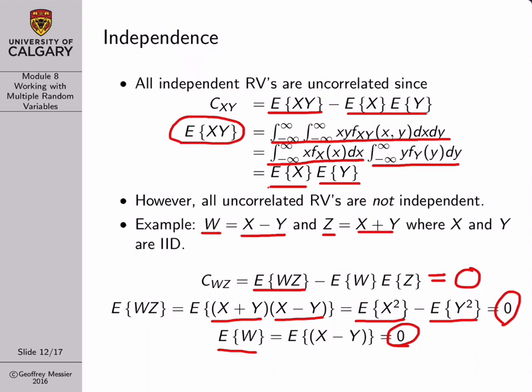So just something to keep in mind. In most practical cases, if your correlation is 0, it means you're dealing with independent things, but just not always.